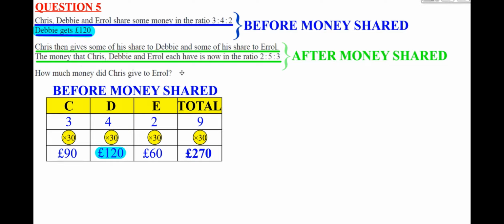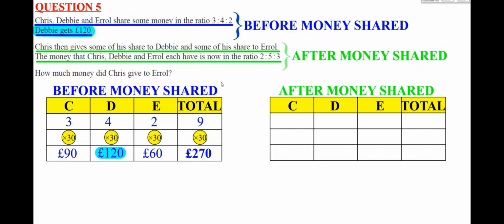So if I construct another table for after Chris shares some of his money, we can now think of the ratio C, D, and E and how it's changed. The ratio has now become 2 to 5 to 3. 2 plus 5 is 7, plus 3 is 10. So there's a total of 10 parts now that are being shared. But from before, we were able to work out the total amount of money being shared was £270. So these 10 lots of money must be worth £270.